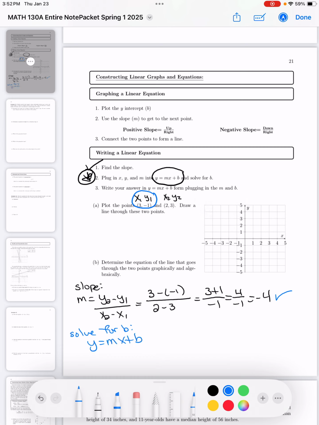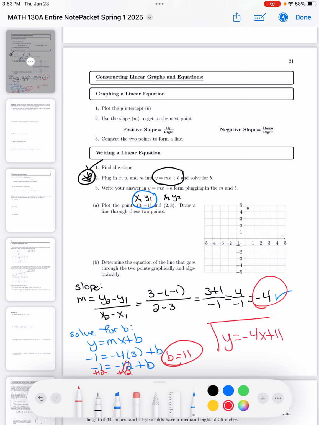Let's see, y is -1, m is -4, x is 3, and I'm looking for b. -1 is equal to -12 plus b. I'm going to add 12 to both sides. I'm going to get b is equal to 11. So now I know m, I know b. My answer is y equals -4x plus 11.